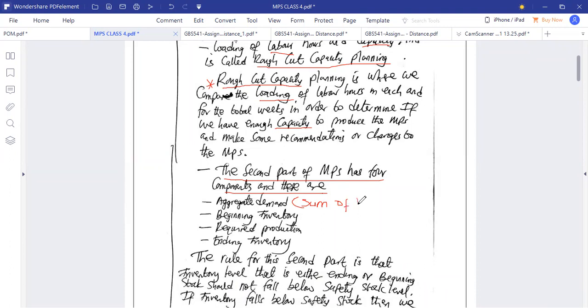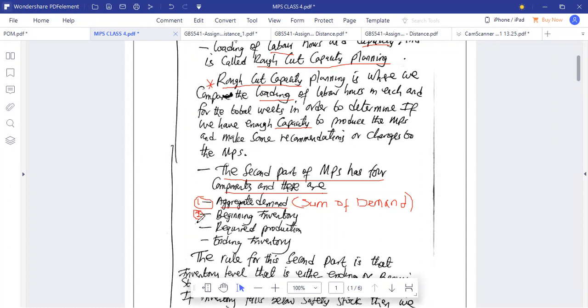Now this demand can come from various sources. You look at the demand from customer orders and branch warehouse, or it can come from market research orders, or from research and development. So aggregate demand simply means this, and this is number one, in the order in which it is supposed to be; this is number two. I'll explain these in detail for the second part of the master schedule.